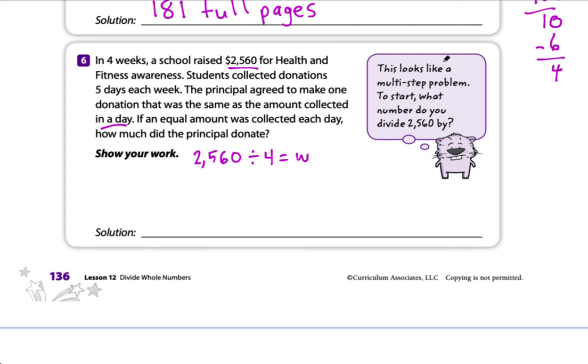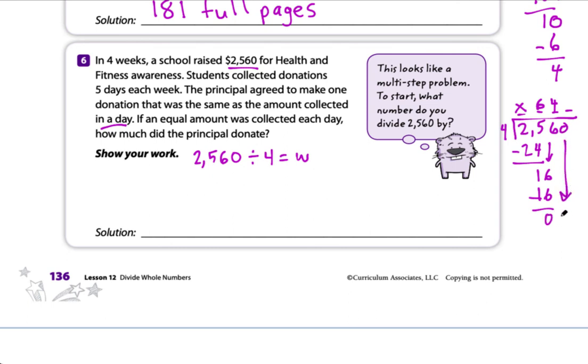I need some room to solve this. I'm going to do it over here. 2,560 divided by 4. 4 can't go into 2, so I'm not going to have an answer in the thousands place. 4 can go into 25. 6 times? Yeah, 6 times 4 is 24. I subtract, get 1, bring down the 6. How many times can 4 go into 16? 4 times. 4 times 4 is exactly 16. I subtract. I get 0. I got to bring down the next digit, which is a 0.